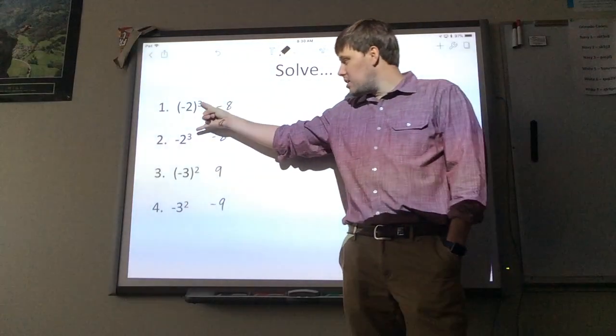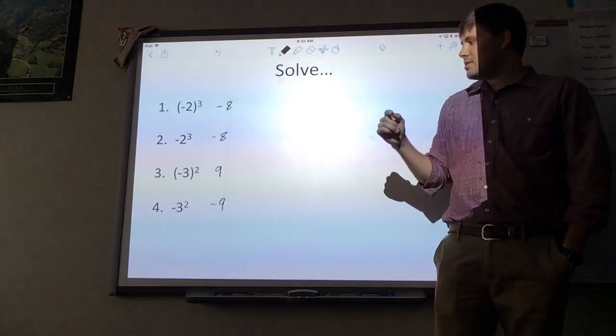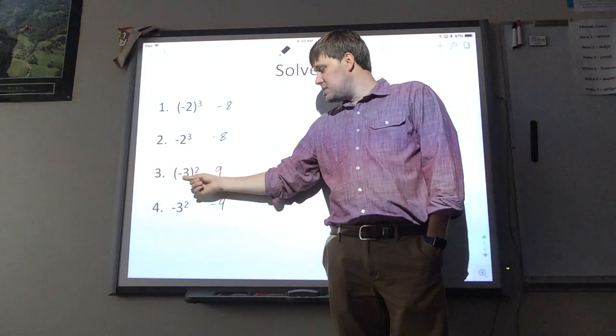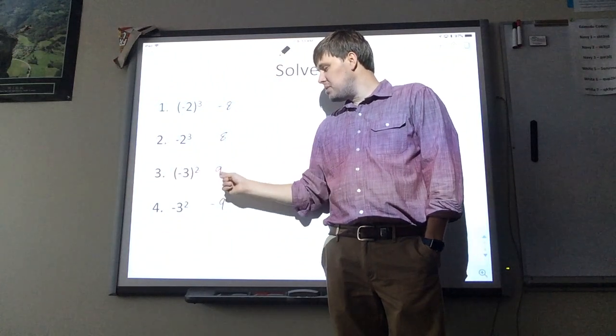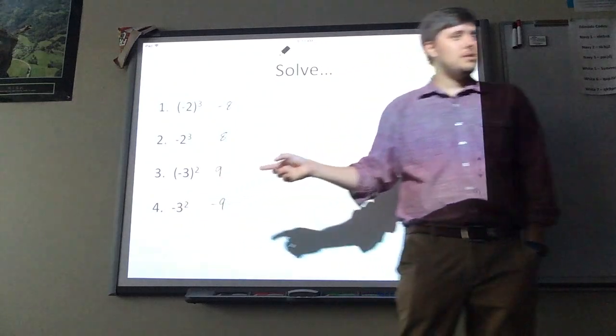Okay, so these are odd. Because exponents, two negatives equals a positive or something like that, right? So this negative times itself equals a positive. But three negatives, so why is this not positive though? That's what we're going to figure out.